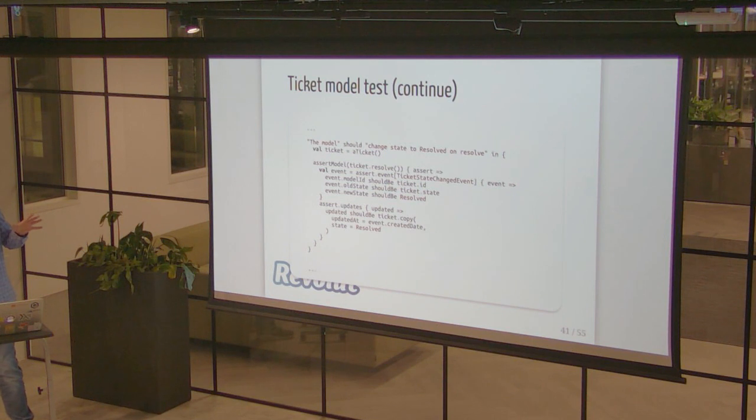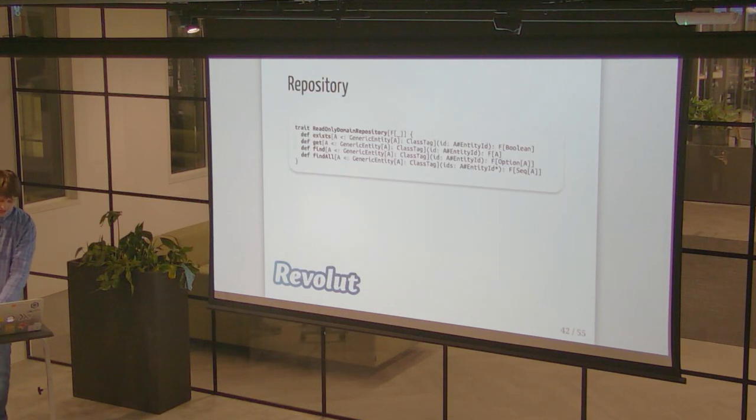Next is ticket resolve for an already existing model. We check that this operation has raised an event for ticket state change, that all properties are correct, and that we performed an update operation, and only the updated at and state properties were changed. That's a really simple and straightforward test. So you basically can write a lot of tests without thinking too much, and quickly continue back to your feature implementation.